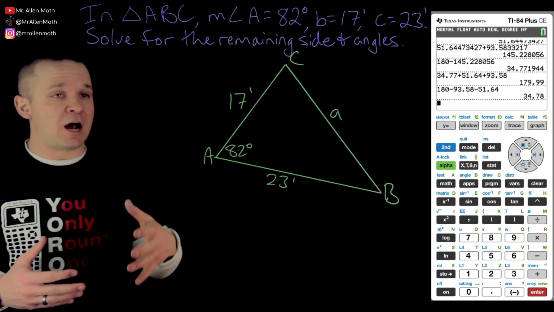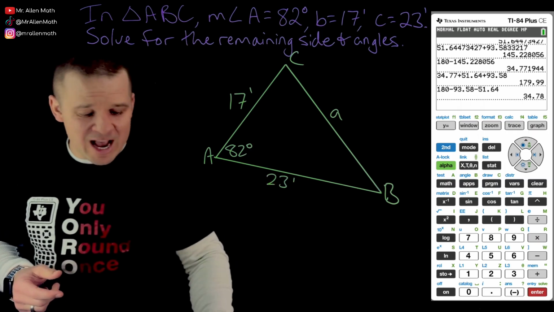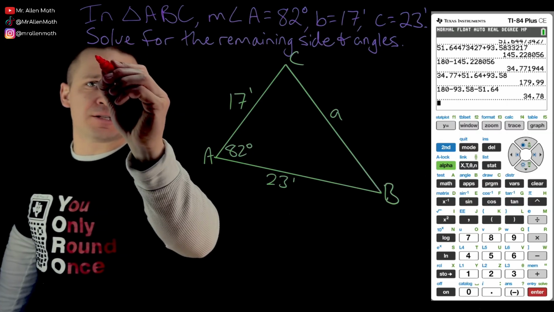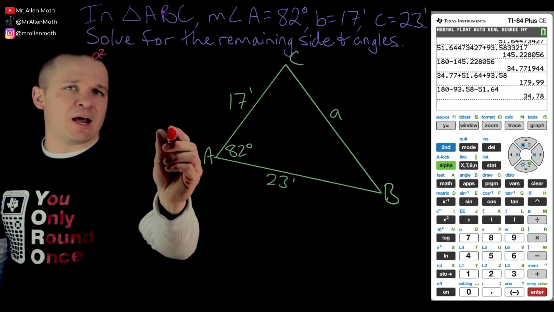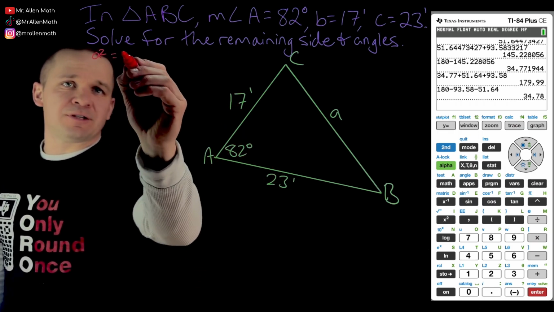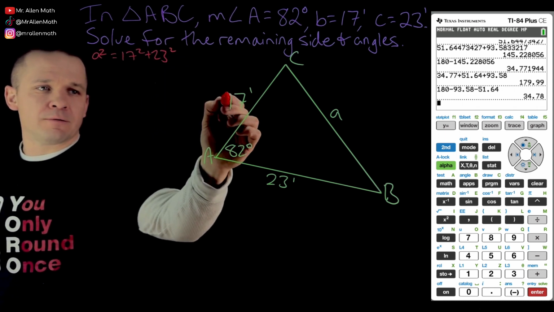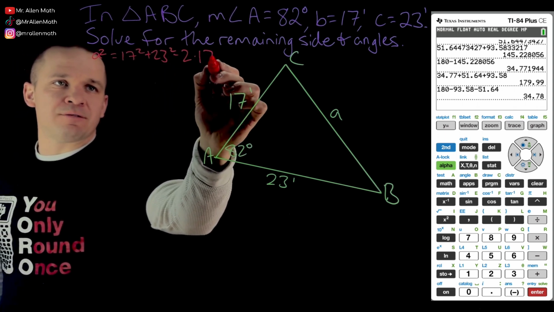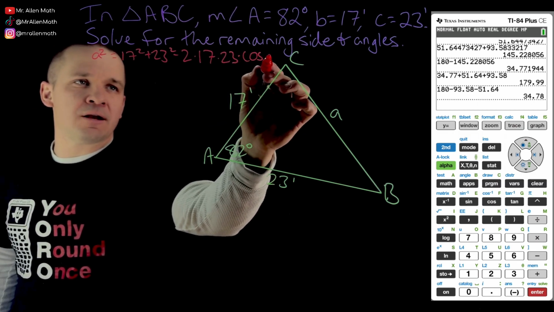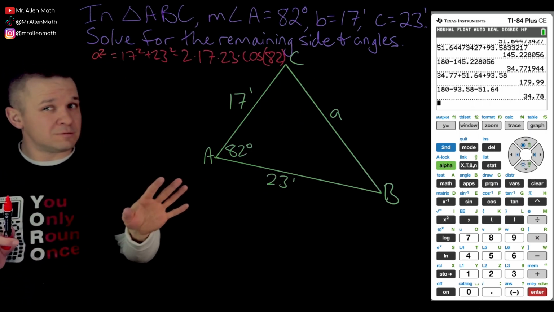All right, so let's write this thing up. I'm going to solve for the missing side first. That's going to be the easiest move here. So I'm going to have a squared. Let's see. I'm actually going to write this one right up here because I think it'll fit nicely. A squared equals, and then we have our two sides here, so 17 squared plus 23 squared minus 2 times the 17 times the 23 times cosine of that included angle, cosine of 82 degrees.